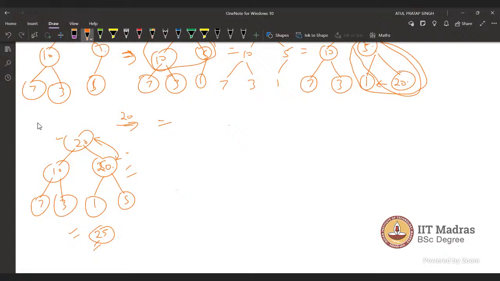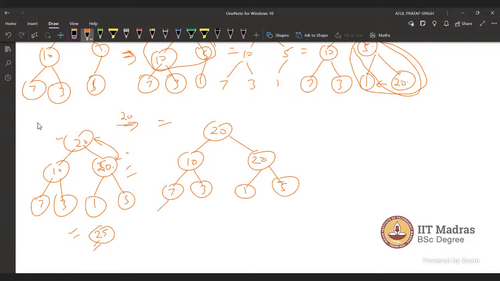After adding 25, where will it be added now? So 20, 10. This is now 20. This is 7. This is 3. All levels are filled. So 5. Now this 25 will be added here. After that, we compare this 25 value with its parent node. If 25 is greater than this parent value 7, yes, it is greater. So now we will swap the value.